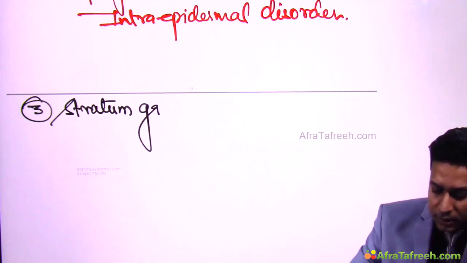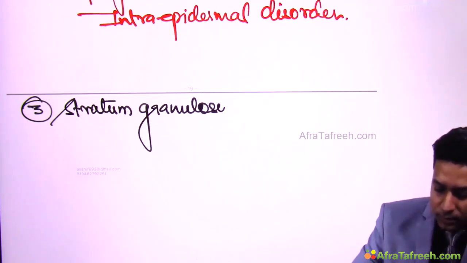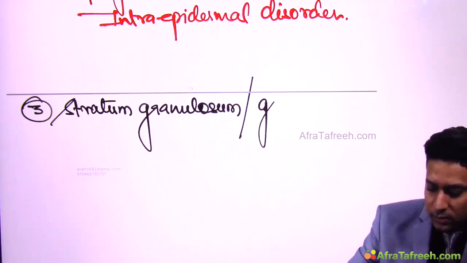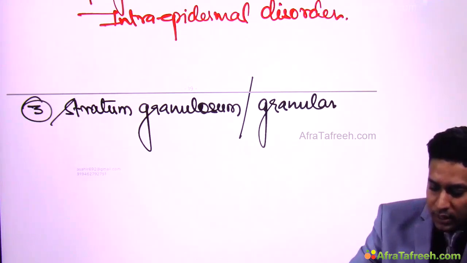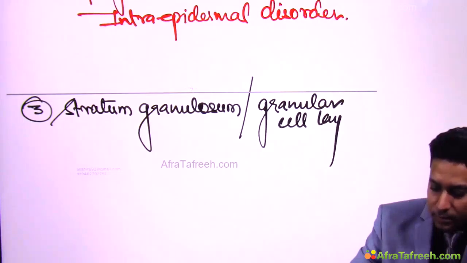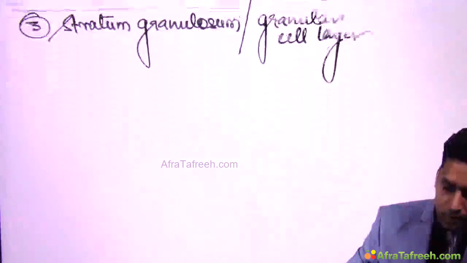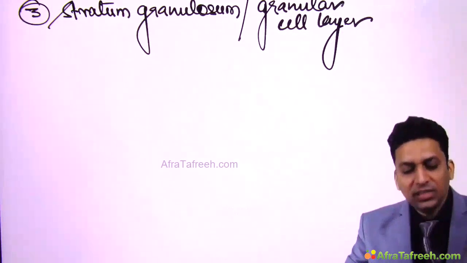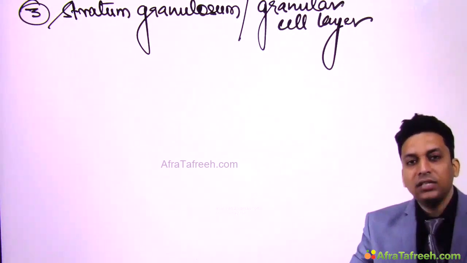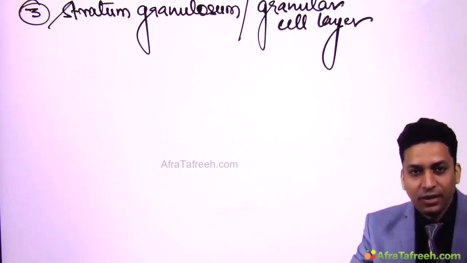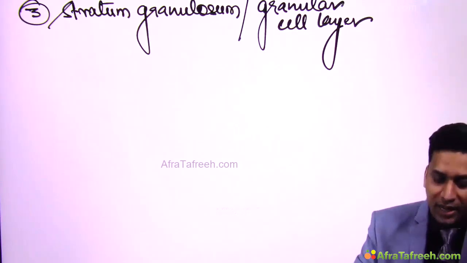Next is stratum granulosum, which is also known as granular cell layer. Now this is again very obvious from the name itself, granular cell layer. So it might be having various granules, isn't it? So two important granules you need to remember.